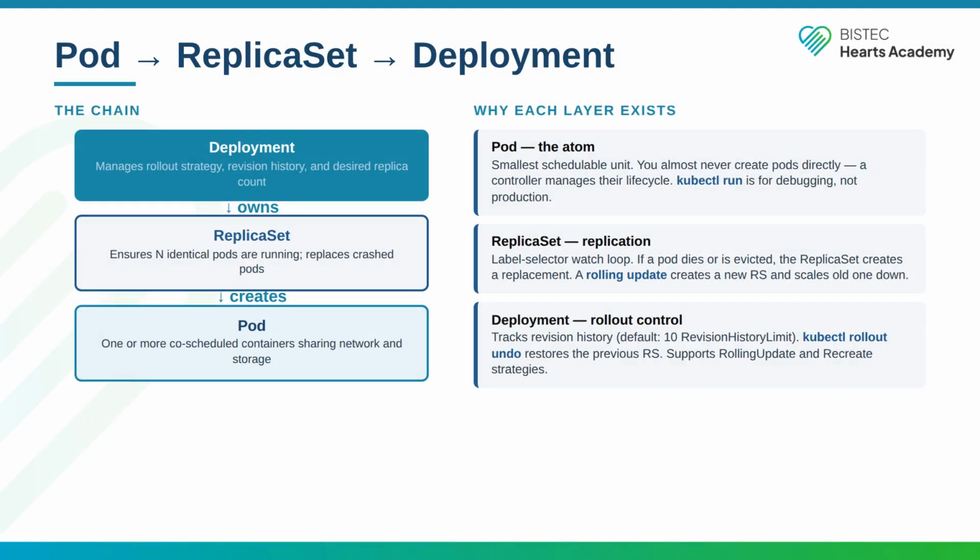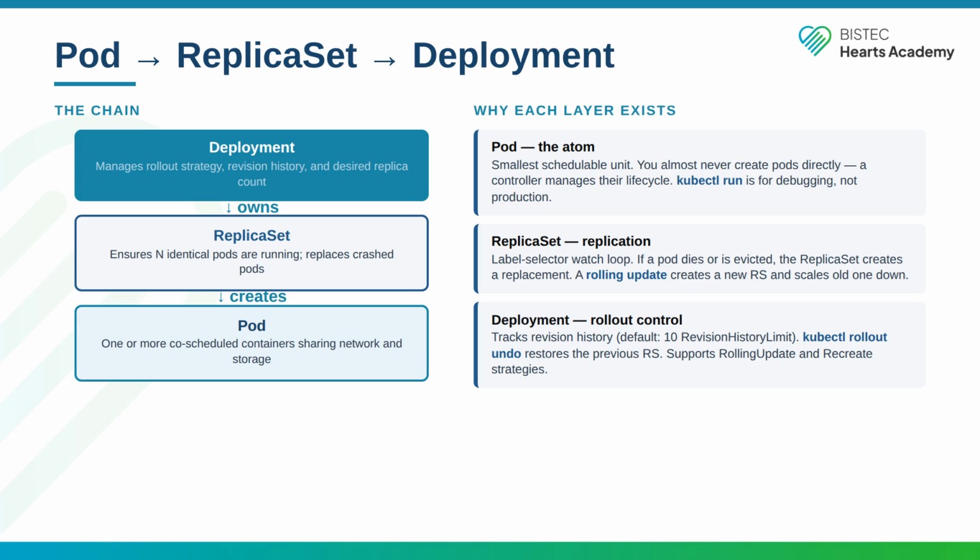Let us walk the chain from the bottom up. Understanding why each layer exists is more important than memorizing the API. At the bottom is the pod, the smallest schedulable unit in Kubernetes. A pod contains one or more containers that share a network namespace and storage volumes. If you create a bare pod and it crashes, it is gone. No controller watches it. So in production, you almost never create pods directly.